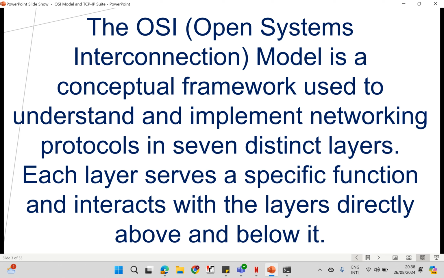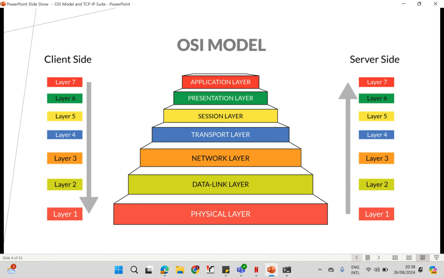So it's important for you to understand each of the layers at which a particular device is operating or functioning. Sometimes they can bring a router to you and ask, what layer does a router operate in? You should be able to say that by the end of today's class.